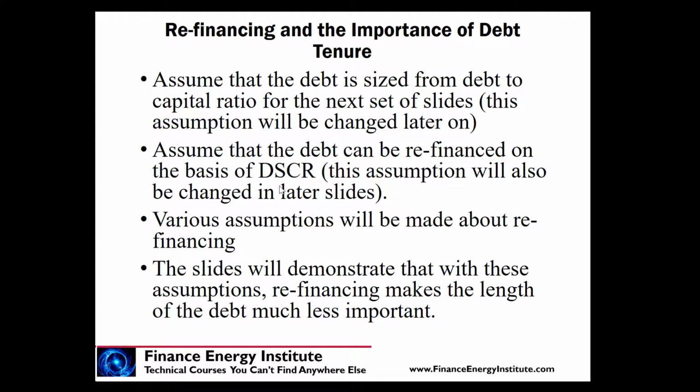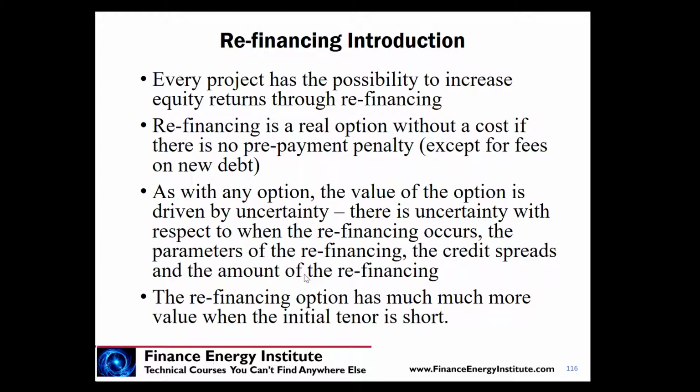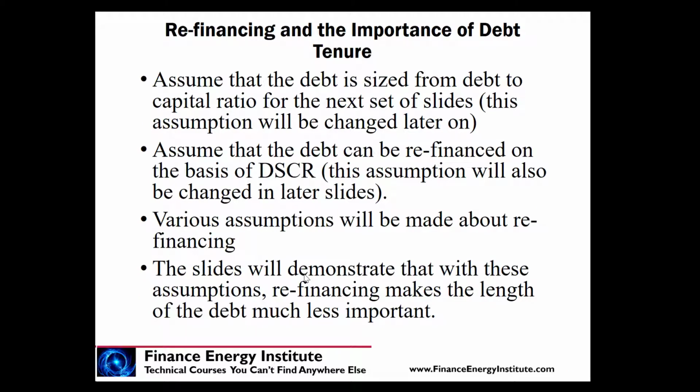So the lenders are going to say, we see your history. We're going to give you some money based on your DSCR, even though at first we just gave it on your debt to capital. If you don't like that, sorry. We can change it anyway. And then we're going to make a whole bunch of different assumptions about refinancing and demonstrate that refinancing changes everything, and it makes all those things that I just looked at, like the debt tenor, much less important.